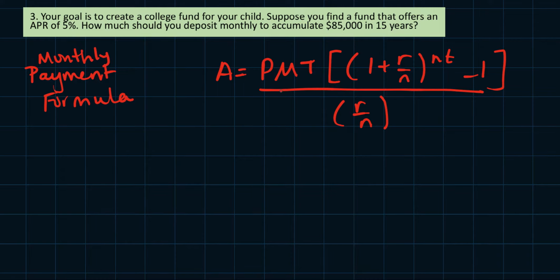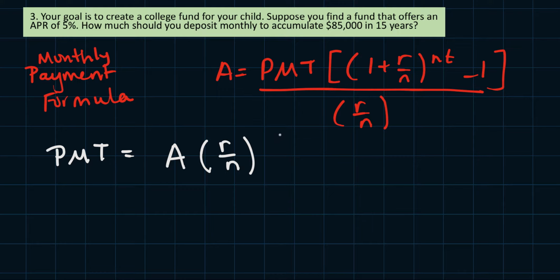Well, I'm going to tell you the formula, and then you don't have to memorize it, but I'll show you how to get it, just in case you're curious. So the idea is to solve for payment. We want to figure out the monthly payment. So this is going to be A times R over N. Now you have two options here.